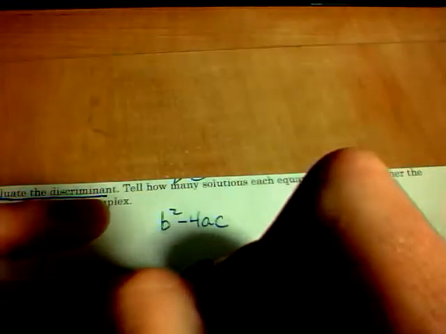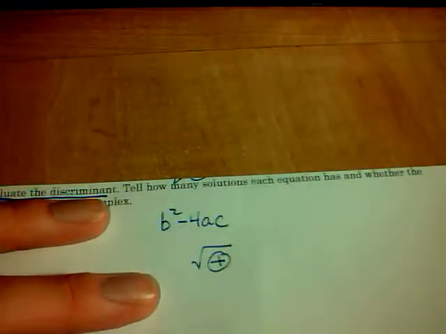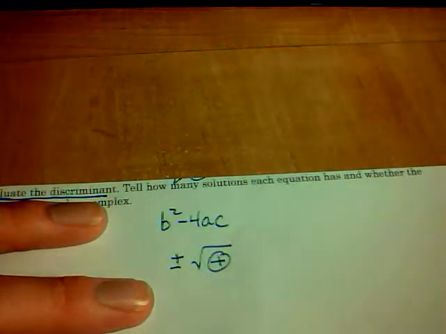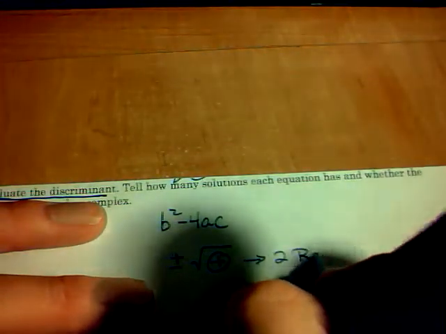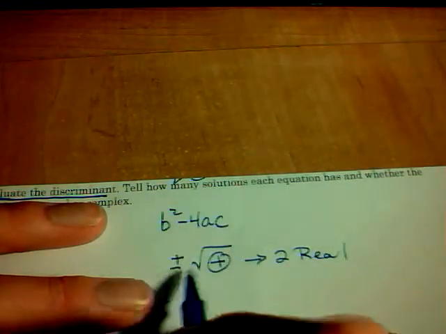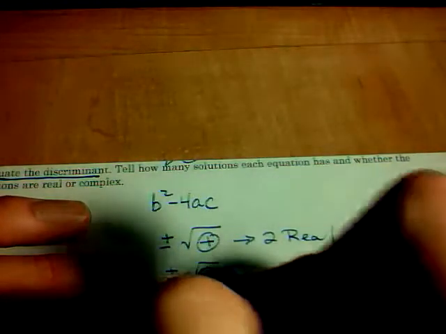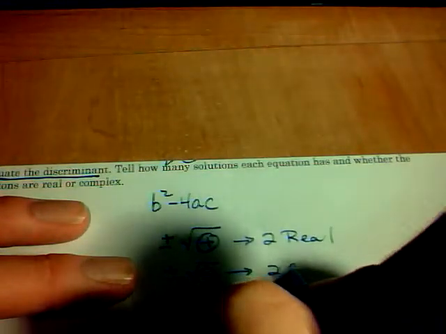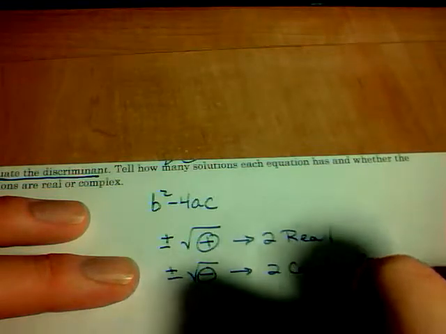Okay, so if b squared minus 4ac is a positive value, we have a positive value underneath the square root in the quadratic formula with a plus or minus out in front. In this case, this is going to get us two real solutions because the square root of a positive number is a real number and you have a plus or minus out in front. If the discriminant here is a negative answer, then this is going to get you two complex solutions or imaginary.